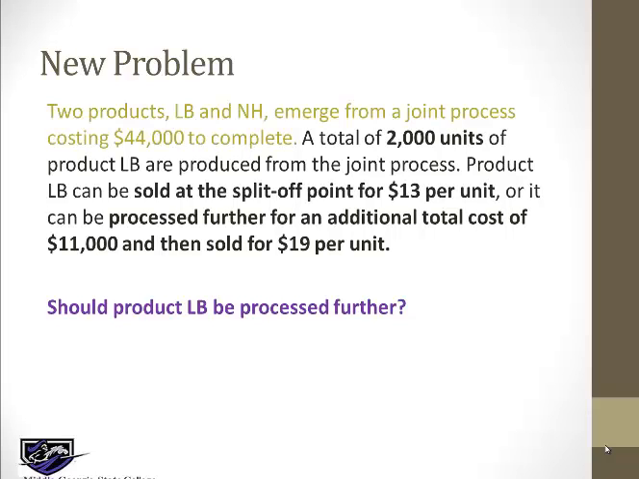So that first sentence is about the joint cost, which is not relevant. It's got to be expended no matter what, whether you process or you don't process, and that's the definition of an irrelevant cost, is it doesn't change between alternatives. So we're going to gray that out and ignore it. So here we have 2,000 units of LB. We can either get $13 for it, or we can spend $11,000 and get $19 for it. So what should we do? Should we process it further?